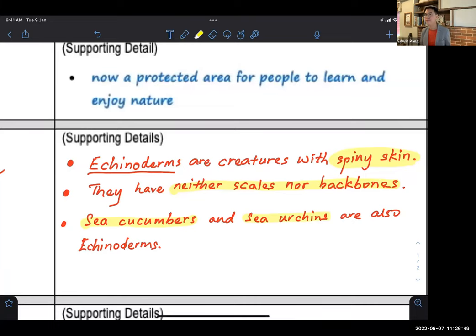So in the supporting details, I've told you what echinoderms are. They are creatures with spiny skin. I've told you what echinoderms are not. They are not fish. They don't have scales or backbones. And I've given you 2 examples of other echinoderms besides sea stars, namely the sea cucumbers and the sea urchins. Can y'all see the supporting details? They give me more information about echinoderms. Lucas, if you can see, nod your head. Yeah, okay, awesome. Okay, Caden. Right, very good. Now, you have all been wonderful.